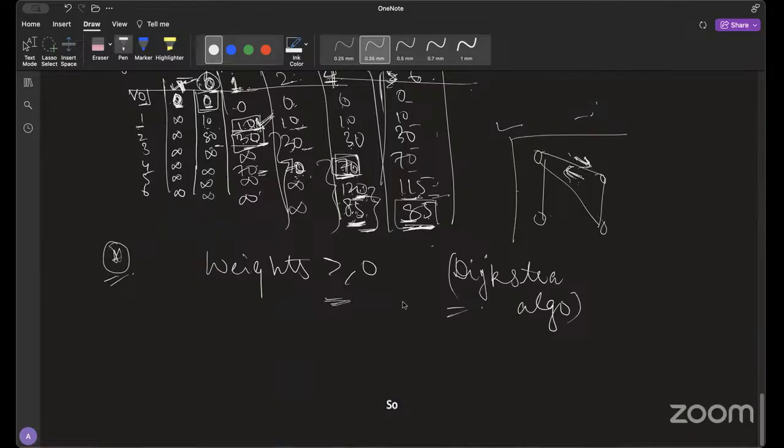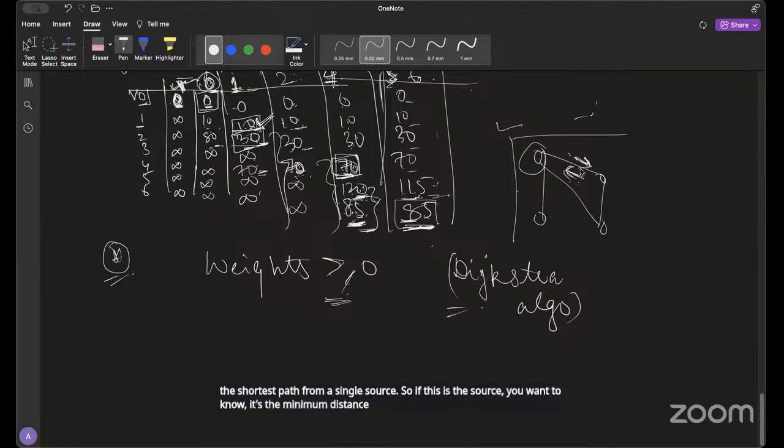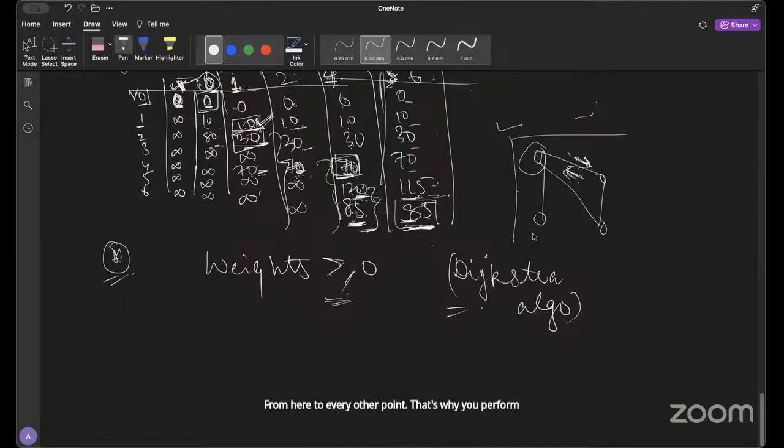So in a Dijkstra algorithm, your weights are positive. Is there a doubt? The Dijkstra algorithm always comes with the weighted one. It cannot be without the weights. Yeah, you need a weighted graph to perform Dijkstra algorithm, to know the minimum, the shortest path from a single source. So if this is the source, you want to know the minimum distance or the minimum cost from here to every other point. That's why you perform Dijkstra algorithm. If you don't have weights here, what are you even looking for then? Dijkstra needs weights, and weights need to be positive.